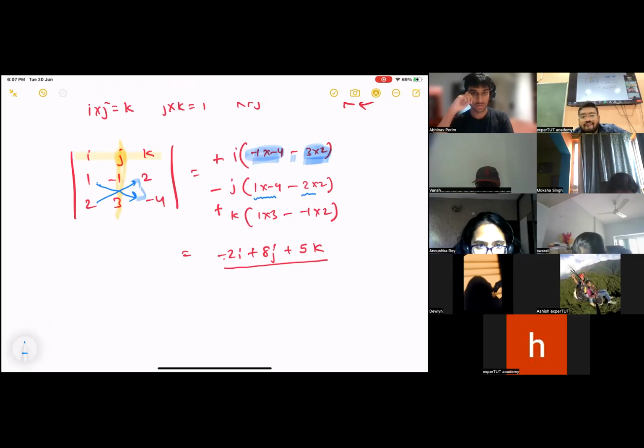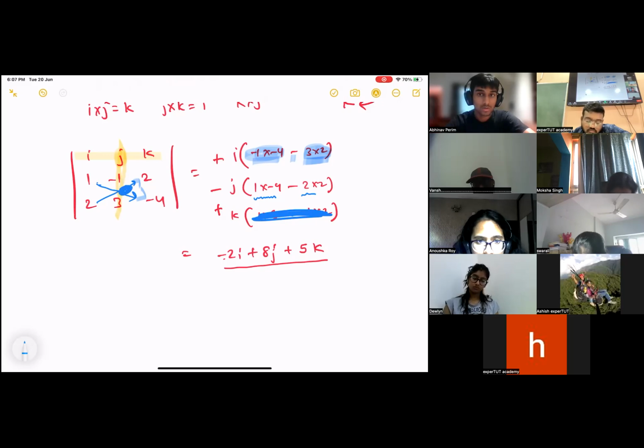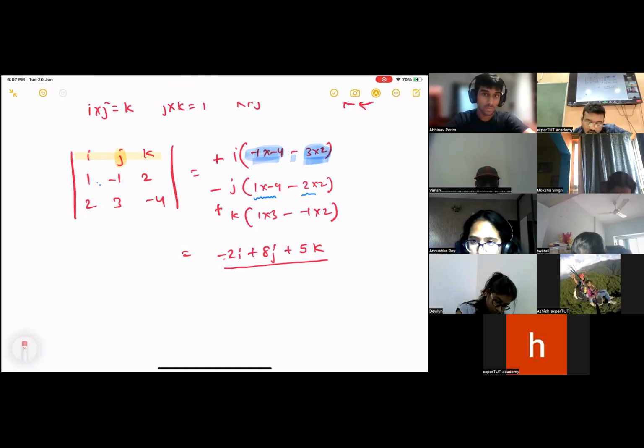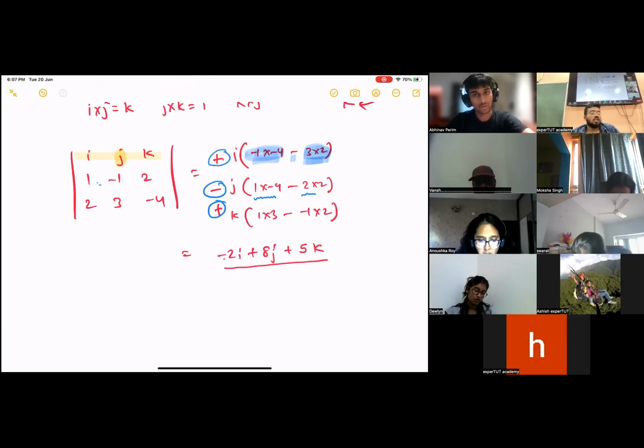Now what will you write for k? So why is it minus j? I'll tell you later, first tell me what comes in the bracket for k. For k, it would be 1, minus 1, 2 and 3. So 1 into 3 minus 1 into 2. Very good. Understood? Now the last thing you do is alternately plus, minus, plus.